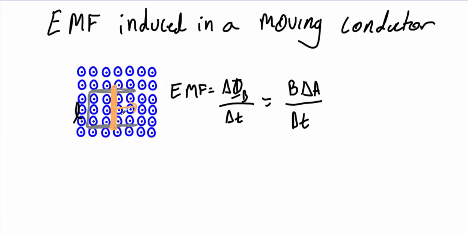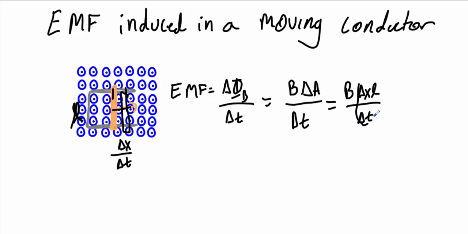Now let's think about this change in area. If this conductor moves from here to here, then it moved some distance delta x. And it did that in some time delta t, right? That's what we have down here. And so the area that it moved, the area that changed, is delta x times L for the length of that side. So this equals B times delta x L divided by delta t. But if we look at that, that's just the equation for velocity. So I can replace that with B times L times v.